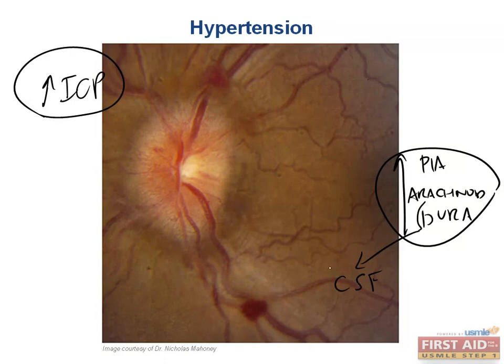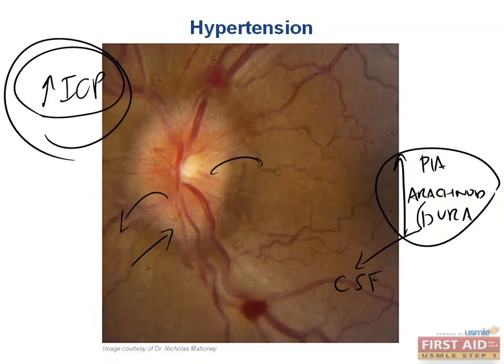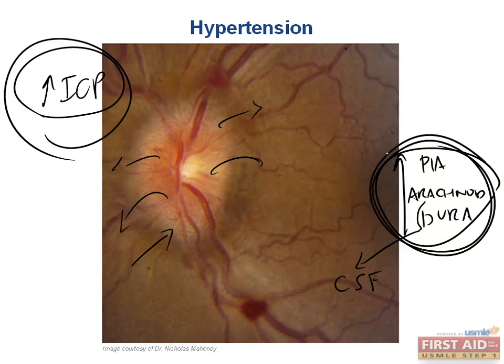In addition to that, the inability of fluid to leave the optic nerve sheath and go back into the cranium, due to the high intracranial pressure, will cause extravasation of fluid and swelling of the optic disc, because the pressure backs up into these coverings that cover the optic nerve. They're all within the optic sheath.